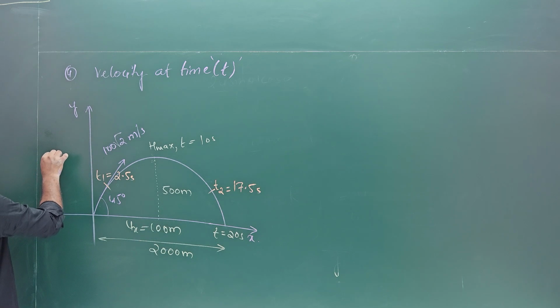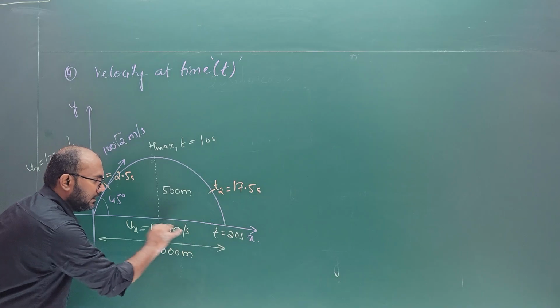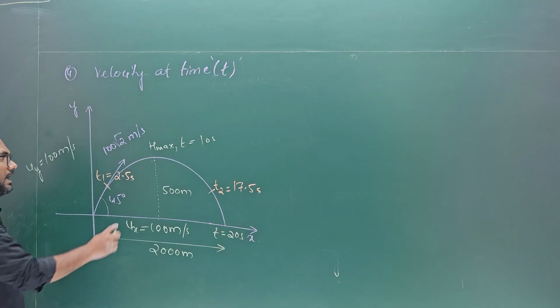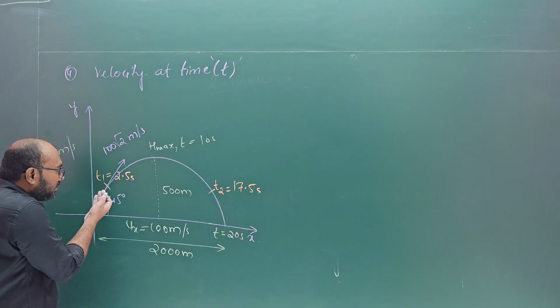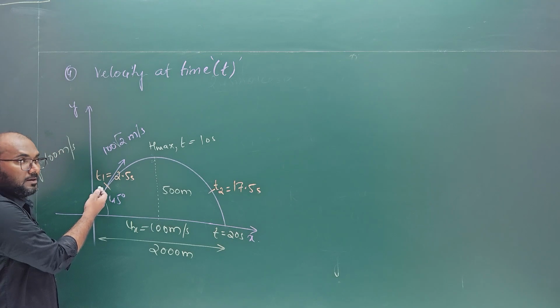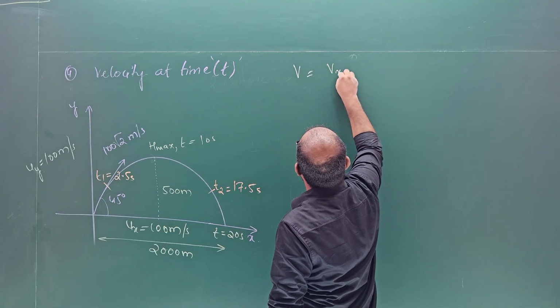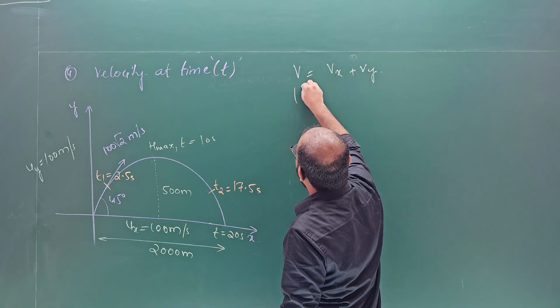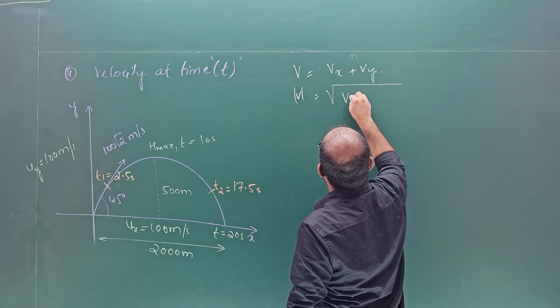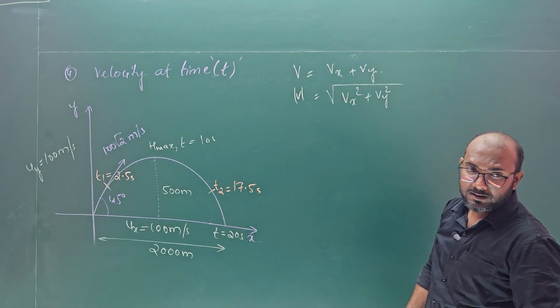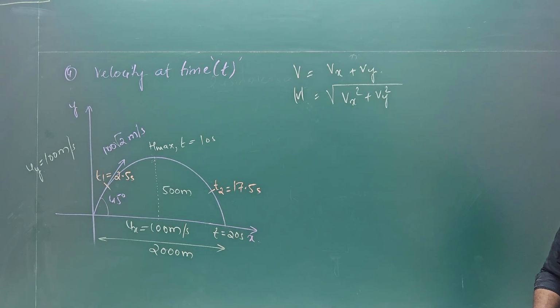And the initial velocity along the y-axis, uy, is 100 meter per second. But uy changes. Vy always changes, and at this point it becomes 0. But we don't know what the velocity will be here. So if I want to calculate, velocity v is nothing but Vx plus Vy. Or if I want to calculate the magnitude of v, then I have to use the square root of Vx square plus Vy square. Can I say this is your speed and this is your velocity? Yes or no?